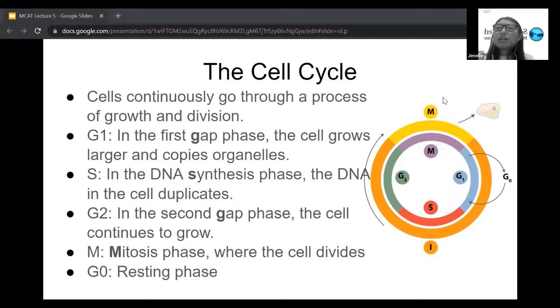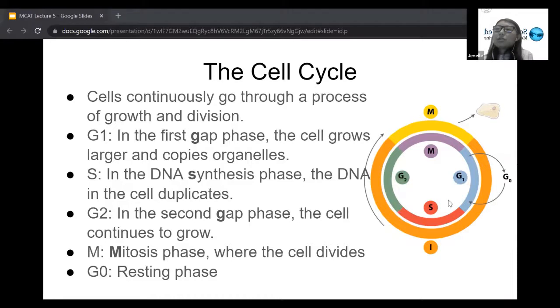And this cycle, the cell cycle, repeats continuously unless the cell goes into the G0 phase, which you can see pops up on the side over here. The G0 phase is the resting phase where cells maintain their size and usually perform their normal functions.